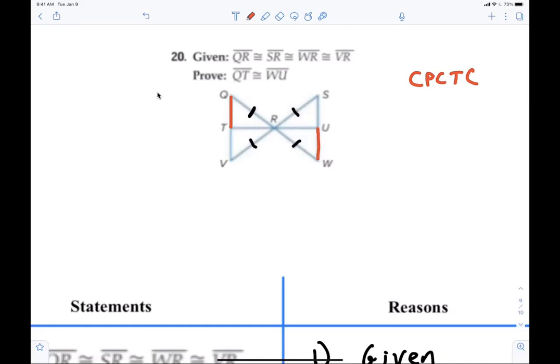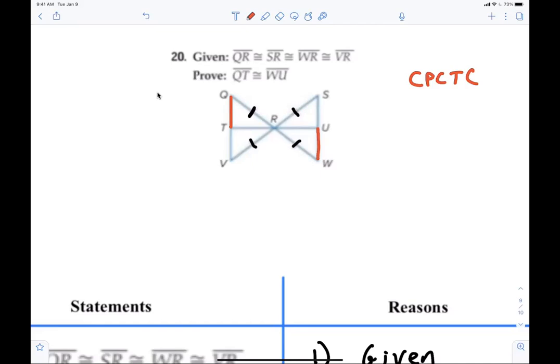Anybody? What are you thinking, James? RUW is congruent to RTV. RUW is congruent to what? RTV. I would have said RTQ. You see what I'm saying?